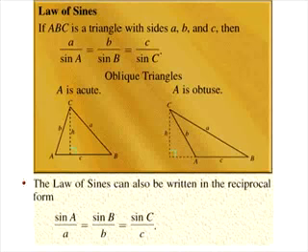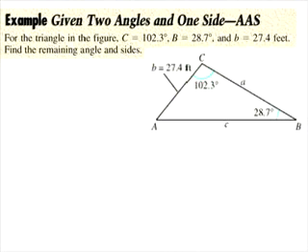The law of sines can also be written in the reciprocal form, where we put the sine of the angles on the top and the sides on the bottom. So let's look at an example. Given 2 angles and one side. So this is the angle-angle-side example.